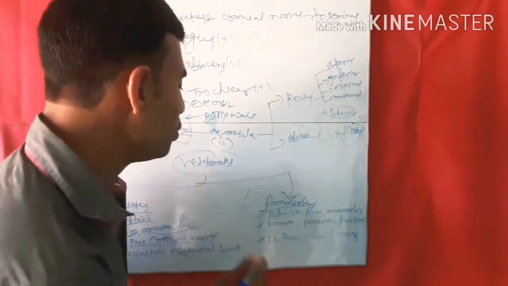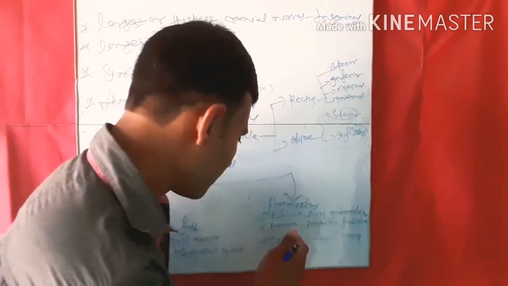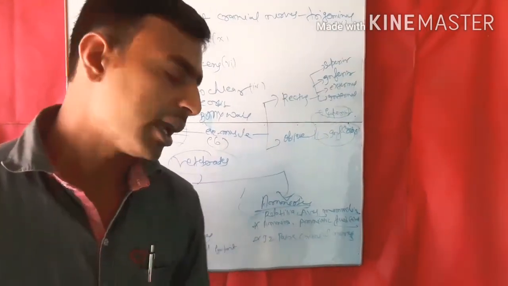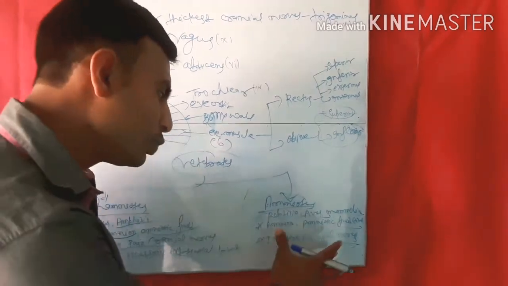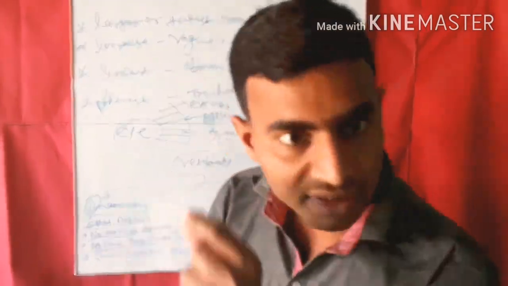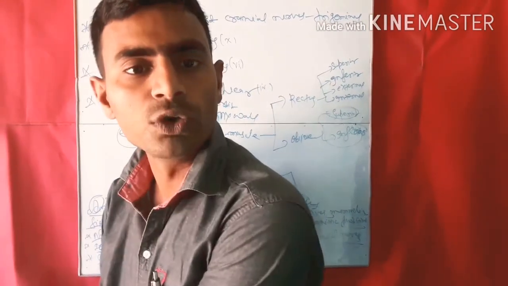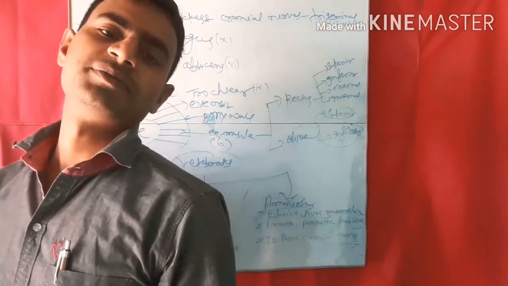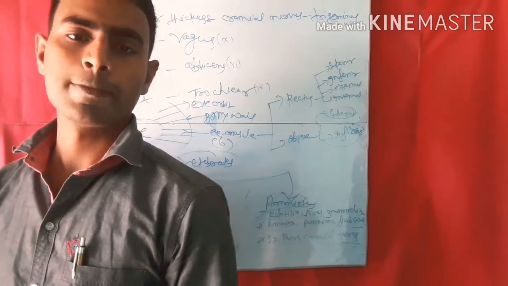And second are the amniote vertebrates. In amniotes like reptiles, birds, and mammalia, the amnion, meaning amniotic fluid, is present. In amniotes, all 12 pairs of cranial nerves are present, but in anamniotes 10 pairs are present and 2 pairs are absent: the spinal accessory, the 11th pair, and the hypoglossal, the 12th pair.